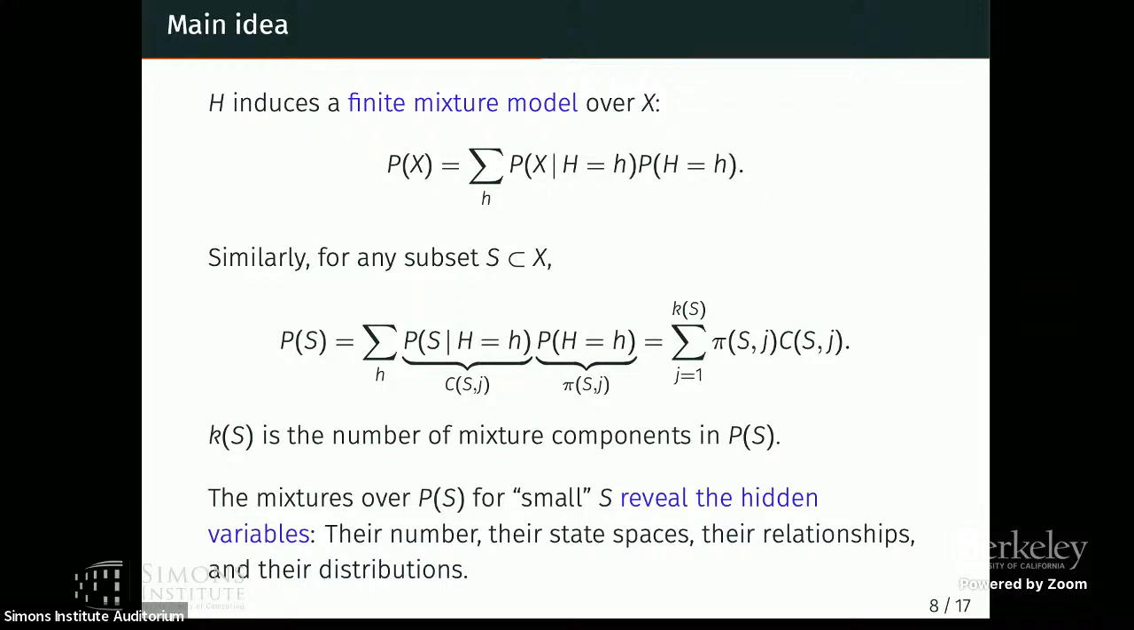So the key idea here is that if I look at these mixtures over small subsets S, so the name of the game is to restrict S to be somehow a small subset, this is going to reveal everything that we want to know about the hidden variables. It's going to tell us the number of hidden variables, their state spaces, their relationships, and their distributions. That's the key idea here.